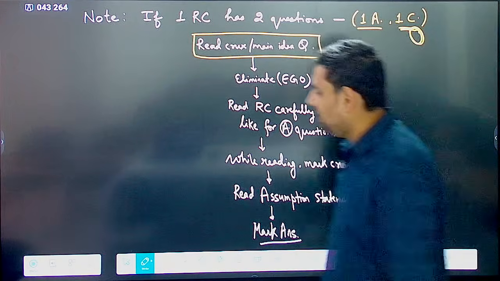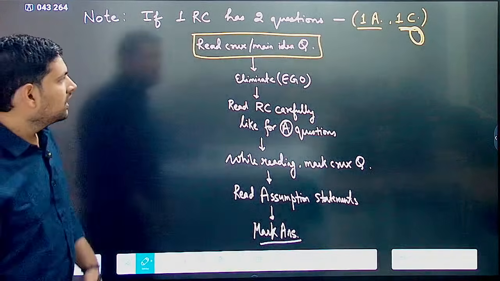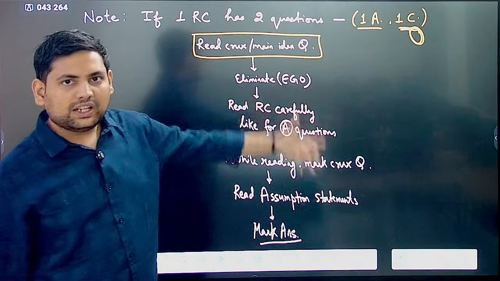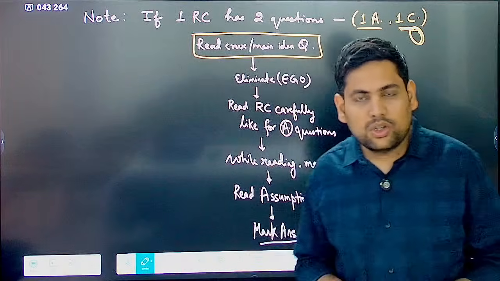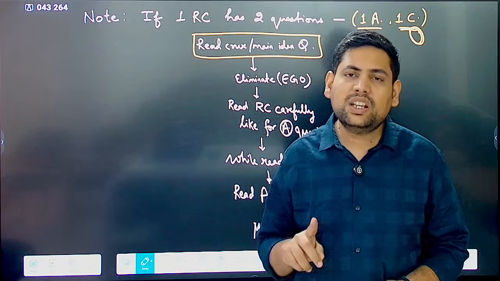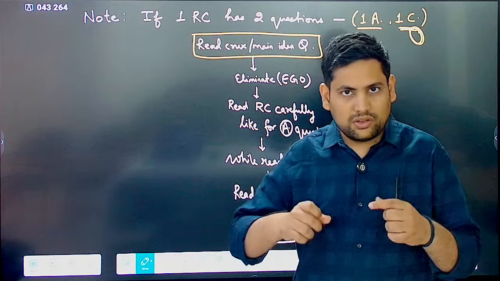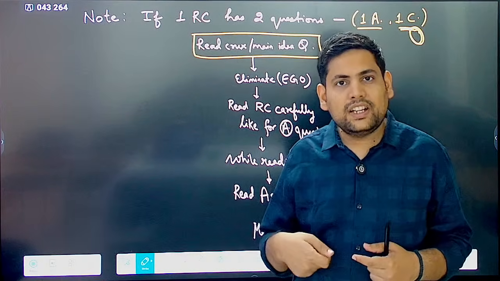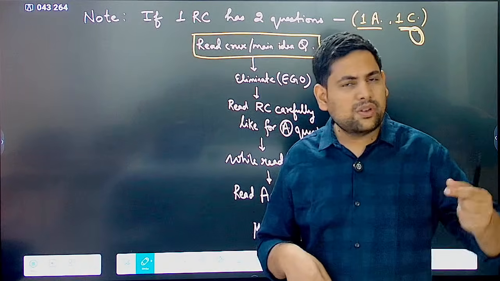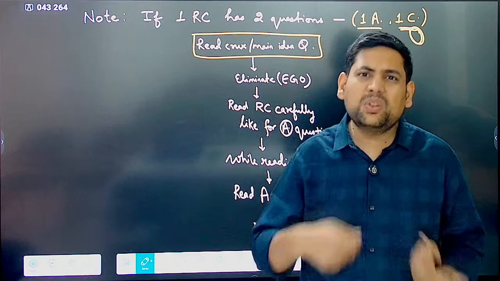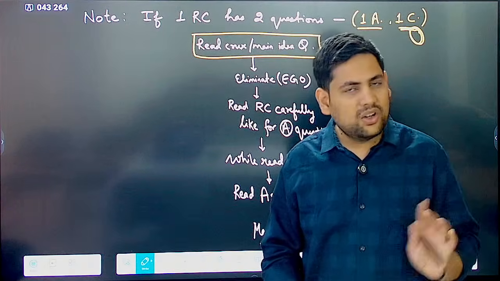Now, what you have to do here is this. You first read the crux or main idea question. Otherwise, what I have seen is that when they read the passage first to do the assumption based question, people don't remember the entire passage while they are doing the second question. That is a problem, correct? They are not able to remember everything that was there, and then they tend to read the question again, read the RC again. Not a very good practice.